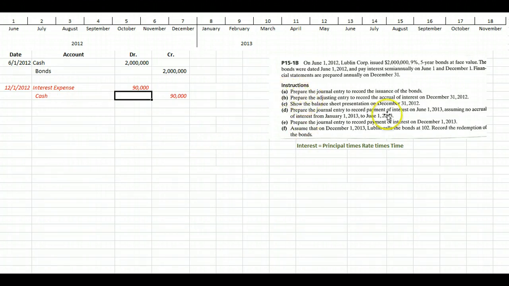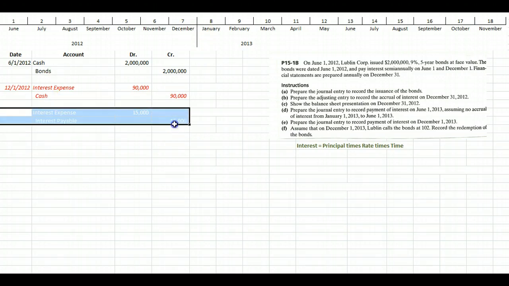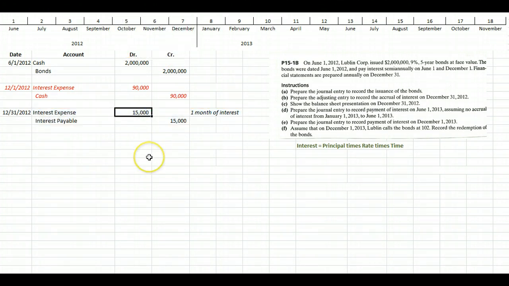Okay. B, prepare the adjusting journal entry to record the accrual of interest on December 31st. Well, we just paid interest on December 1st, so when we get to December 31st of 2012, we just owe 1 month's worth of interest. So we'll do the same kind of calculation. Interest equals principal times rate times time. In this case, we take $2 million principal times 0.09 and divide it by 12 to give us 1 month's worth of interest. Expense or debits. So we debit interest expense for $15,000 and credit interest payable, the liability account, for $15,000 to reflect the fact that we book the expense and we also owe the cash.